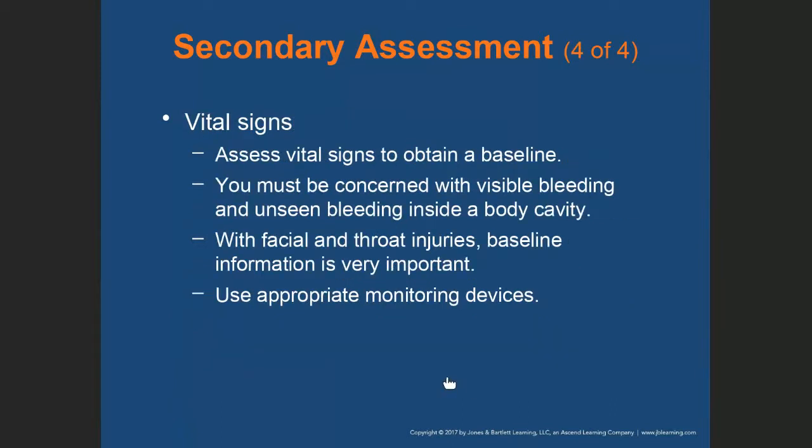Vital signs. Assess vital signs to obtain a baseline. You want to consider the patient's level of consciousness. You check the pupils. You check the respiration with pulse oximetry and end-tidal CO2 if it's available. You check the pulse, check the blood pressure, you check the GCS. That's your vital signs, and you compare them to the previous findings in the primary assessment.